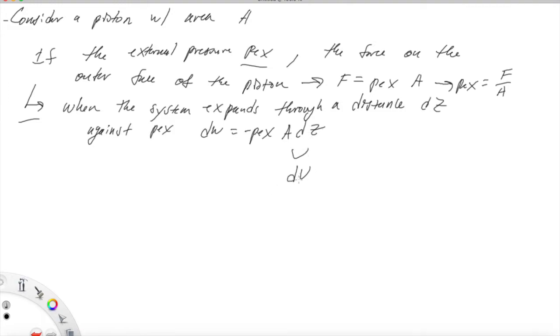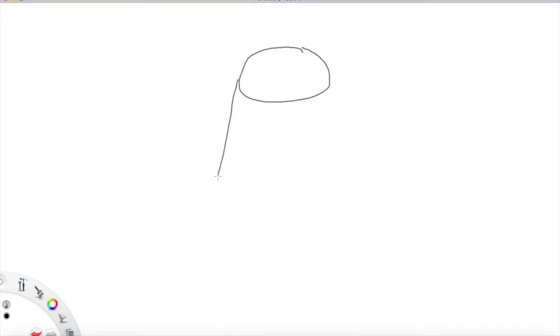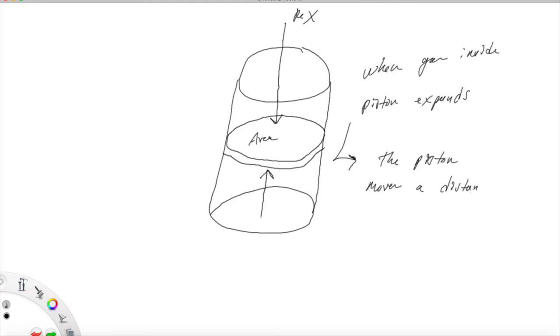And then we can integrate that for an expression for work. So we're no longer going to be writing dW, we're going to be writing W, which is work, and it's not an infinitesimal. We're writing W is equal to, and then we have an integral with the lower bound VI and the upper bound VF, which stands for volume initial and volume final. And then we're integrating over PEX, so the external pressure, dV. And we have that when the gas inside the piston expands, it's going to move the piston a distance dz. And that movement is going to do work on the surroundings.